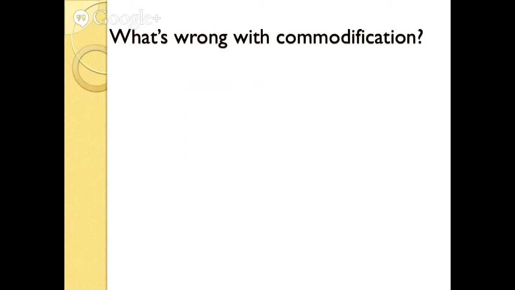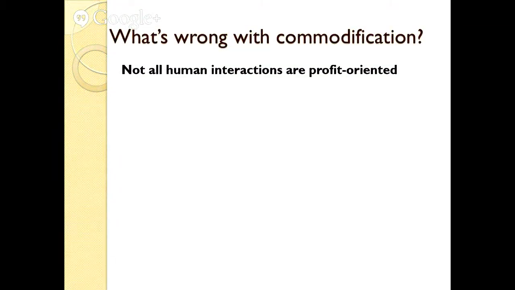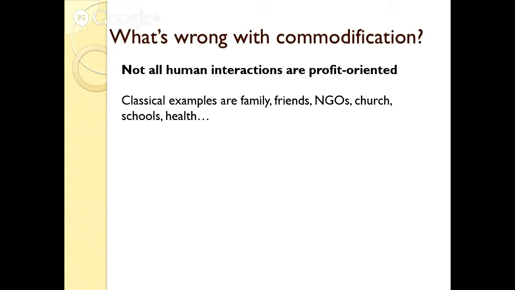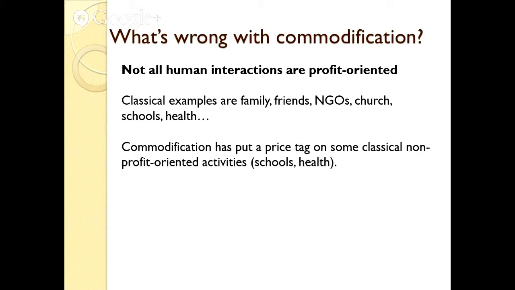Second pillar. What's wrong with commodification? Not all human interactions are profit-oriented. Classical examples are family, friends, non-governmental organizations, church, schools, health. These are the classical examples of human interactions which are not profit-oriented. Commodification has put a price tag on some classically non-profit-oriented activities, for instance, schools and health. And this is something that in Valencia I think you have verified a lot.